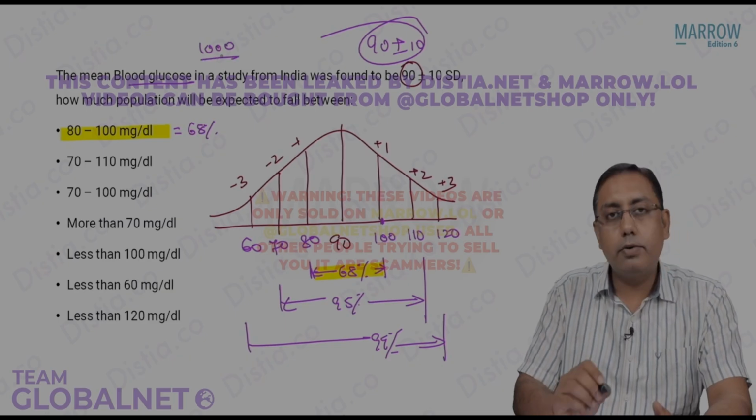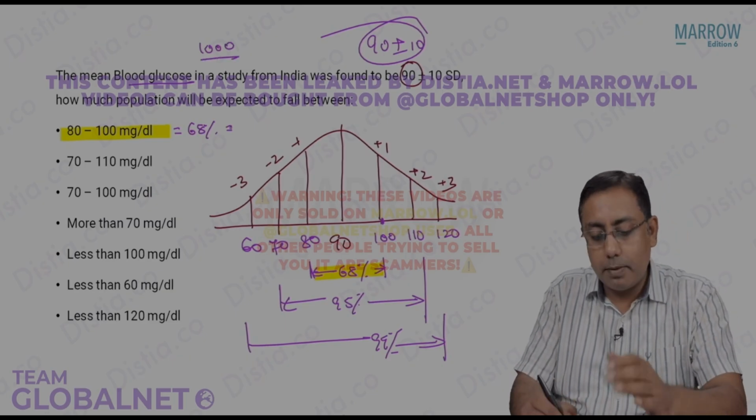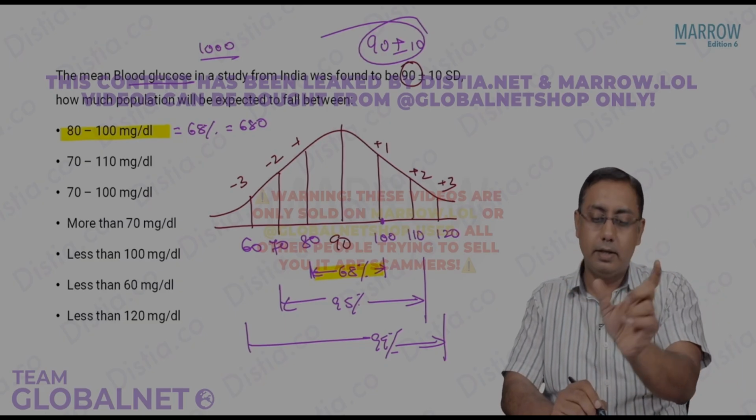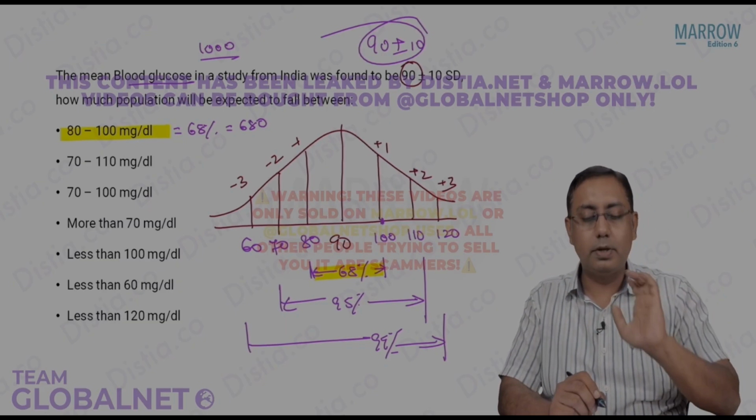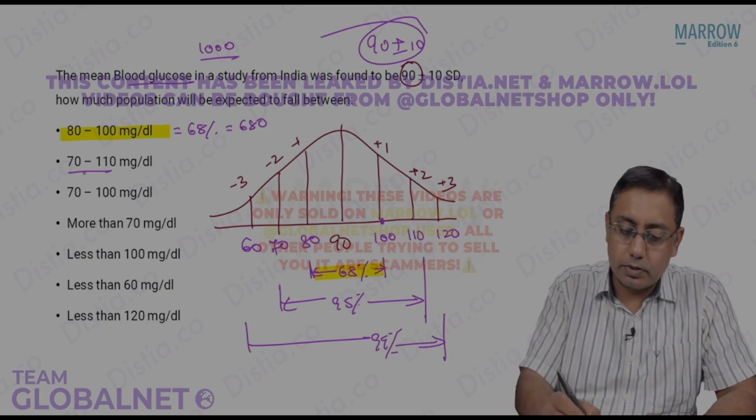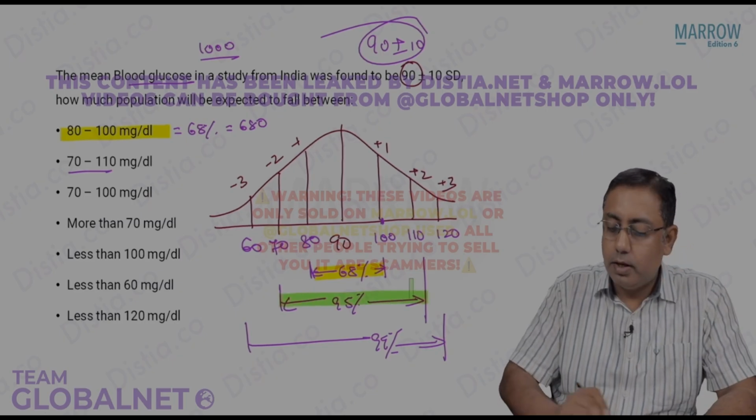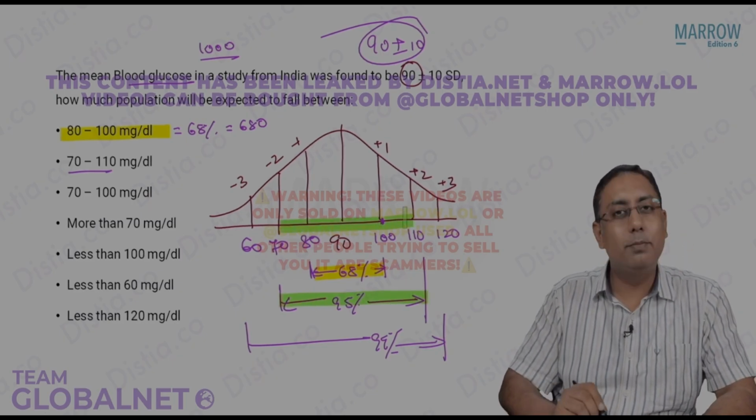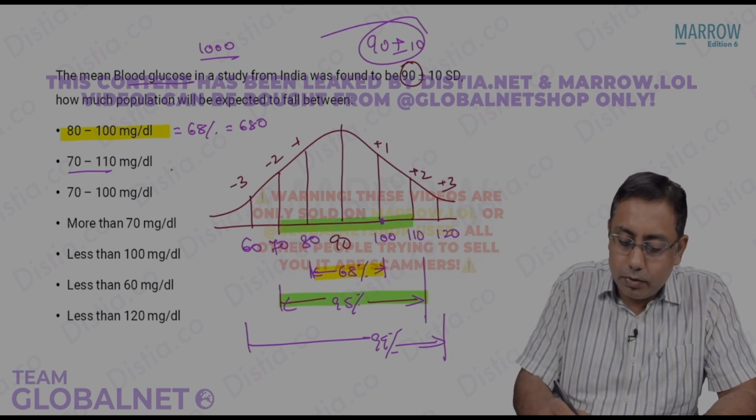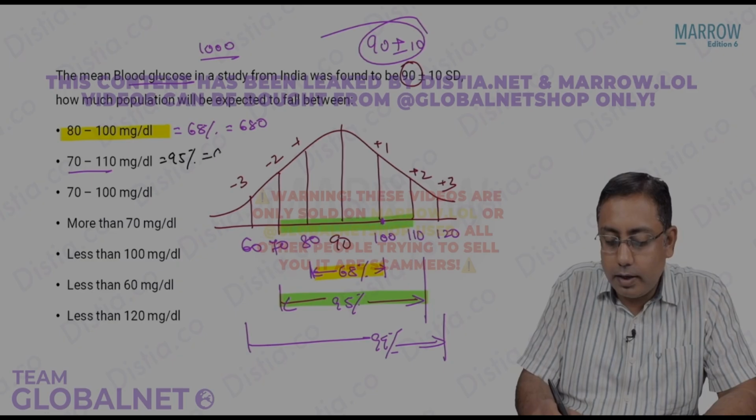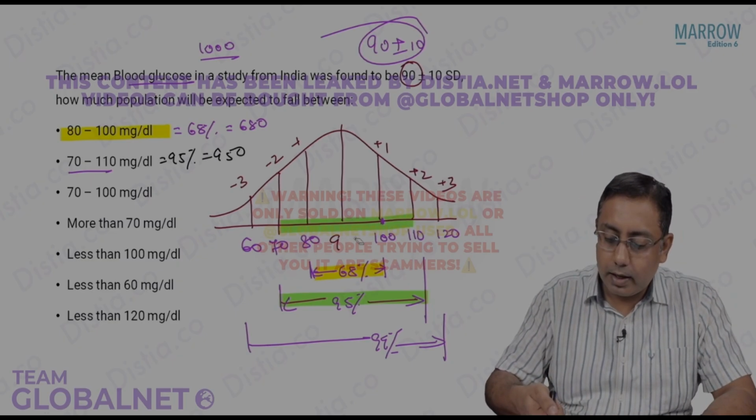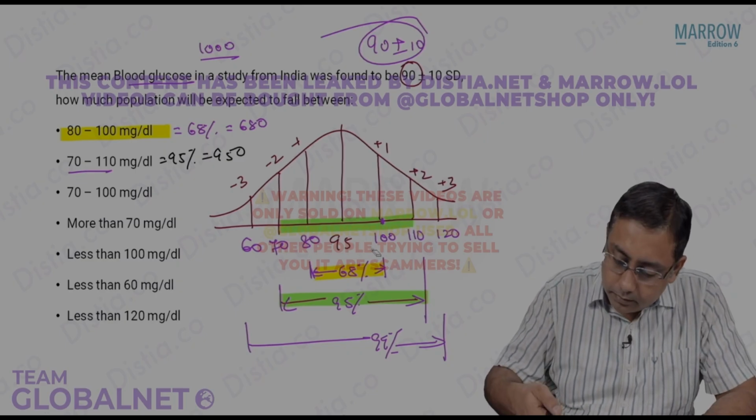Let us say there are 1,000 people. So out of 1,000 people, how many are going to lie between this? That is 680 population is going to lie between 80 and 100 mg/dL of this blood glucose level. How many people will lie between 70 and 110? That is again a very simple direct MCQ. Between 70 and 110, you already know that 95% is going to lie. So 950 population will lie between 70 and 110, right?